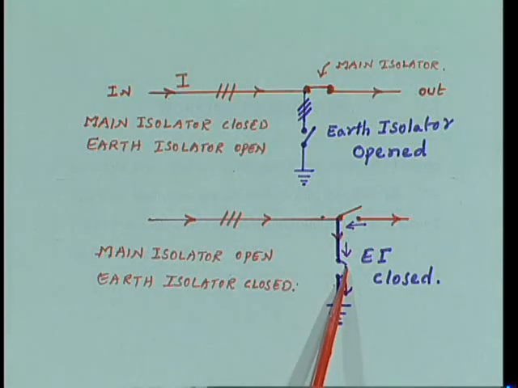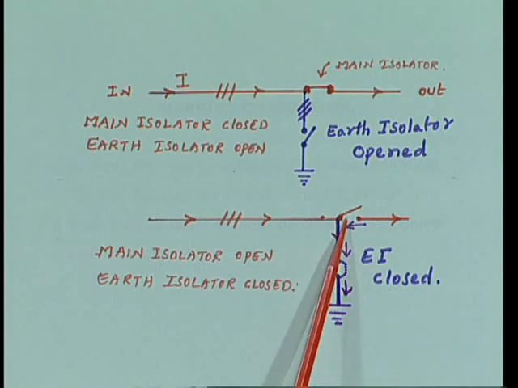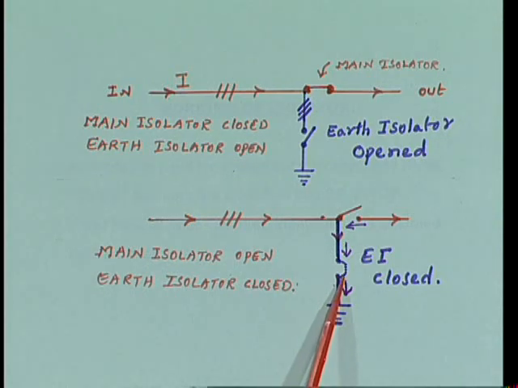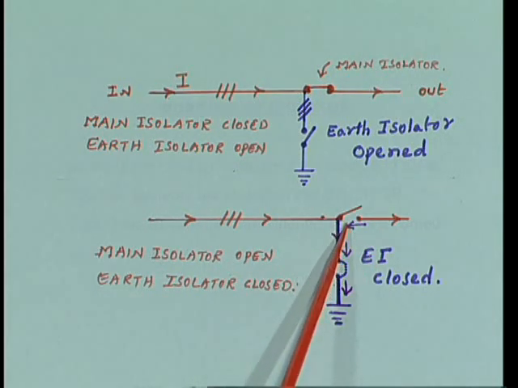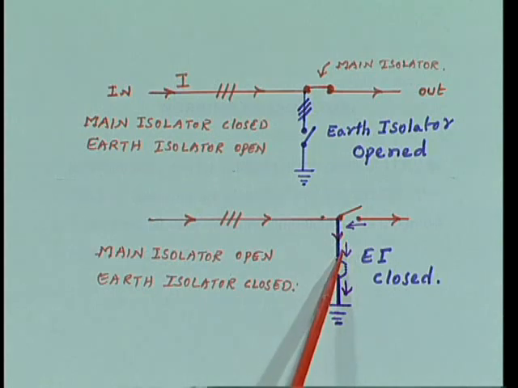What is meant by an interlock? One is open, the other should be closed. So here, when the main isolator is open, automatically the earth isolator should be closed. You need not close it; it closes automatically. And whenever the earth isolator opens, automatically the main isolator closes. This interlocking facility is available in modern equipment.